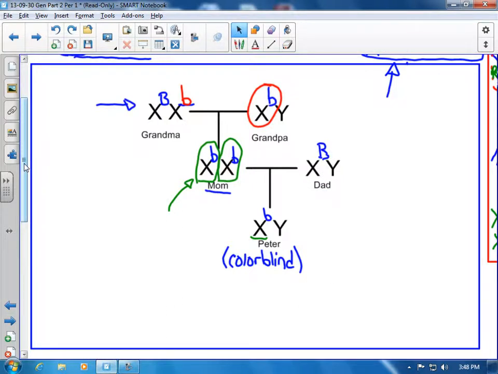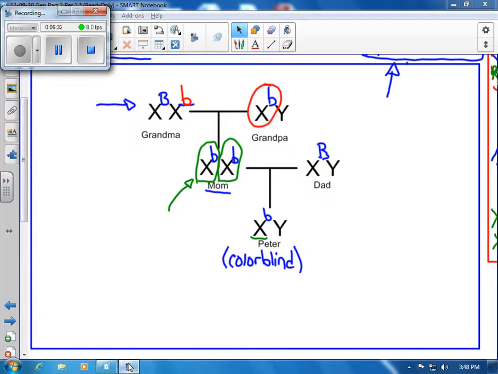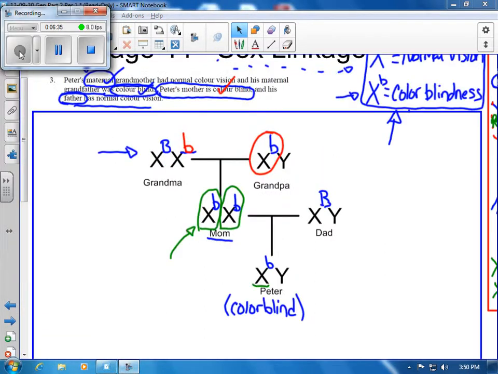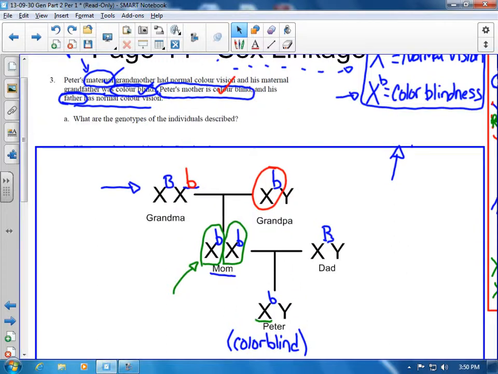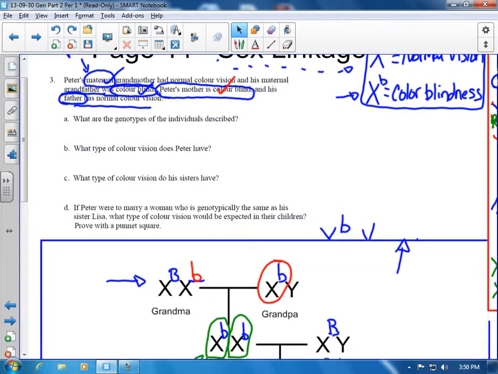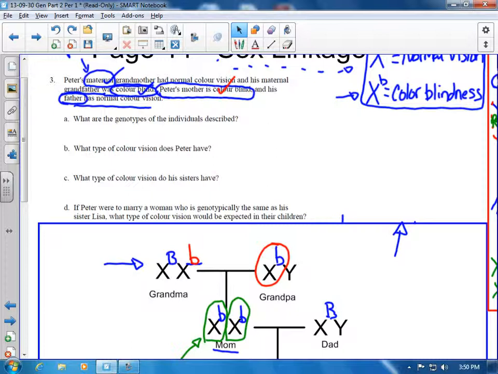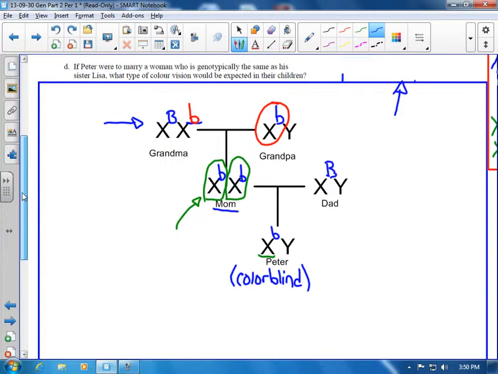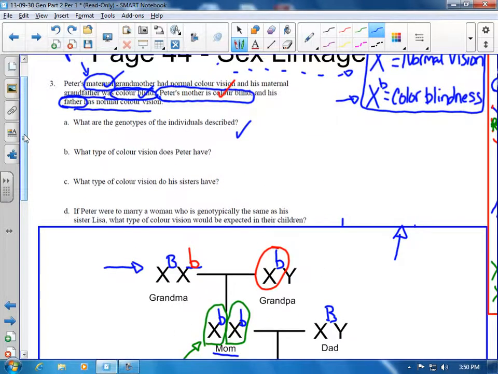So let's jump up and look at all of our questions and see if we can answer those. So let's move all of this out of the way and see what we get in our questions. What are the genotypes of all the individuals described? Well, we can just take a look down at our family tree, something that tomorrow we'll be calling a pedigree, and find the answers for 3A.